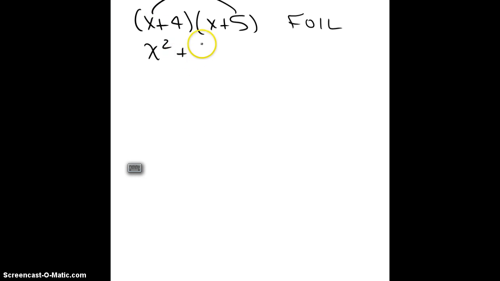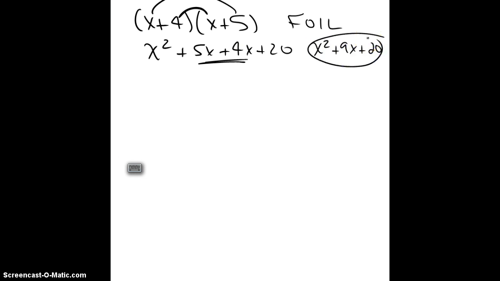Outside is 5x. Inside is 4x. And last is 20. And then if you can collect like terms, you will, and these guys would add up together. So I would get x squared plus 9x plus 20. So that's one method, but there are others. So that is by far not the only ones.